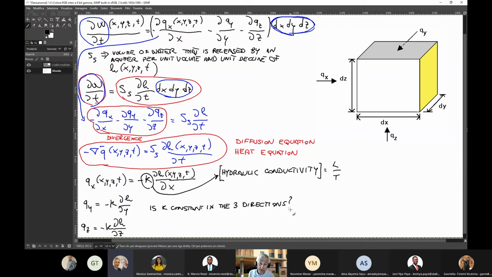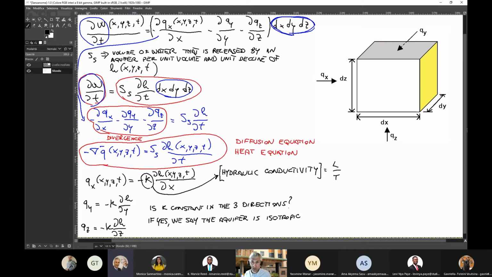Well, it can be constant, it can be not. And if yes, if it is constant, we say the aquifer is isotropic.